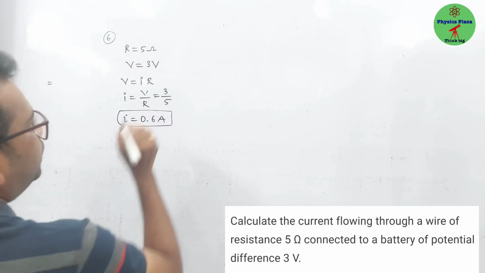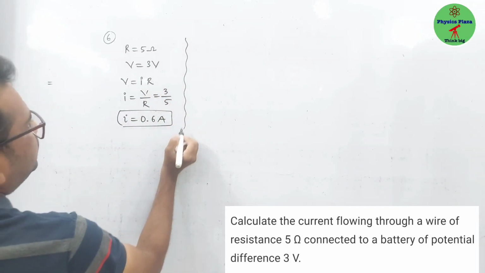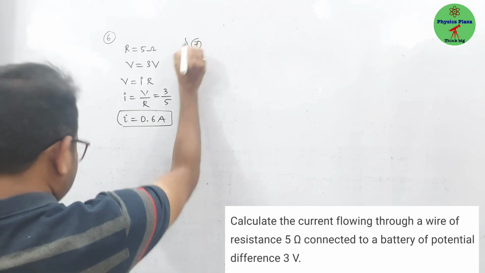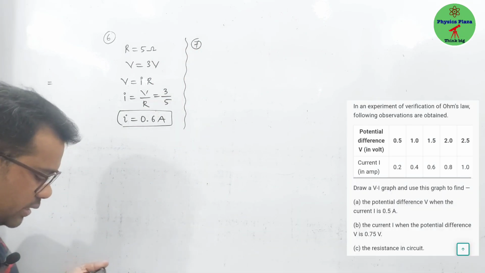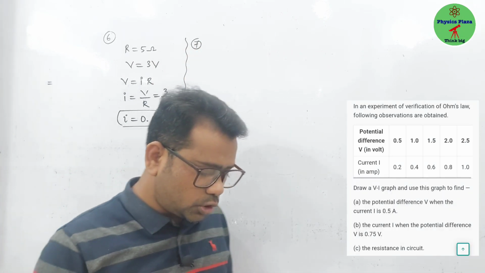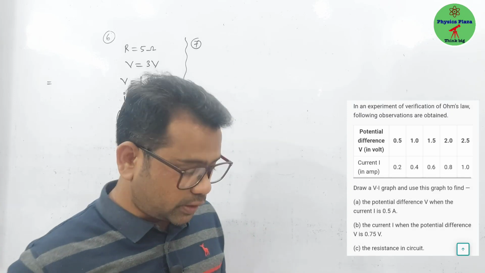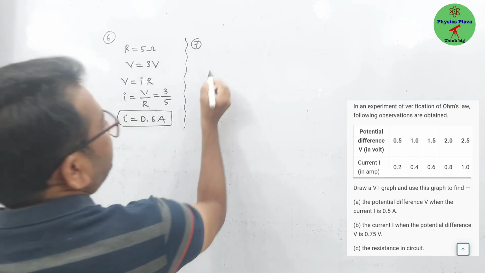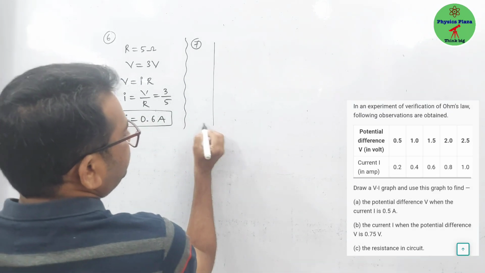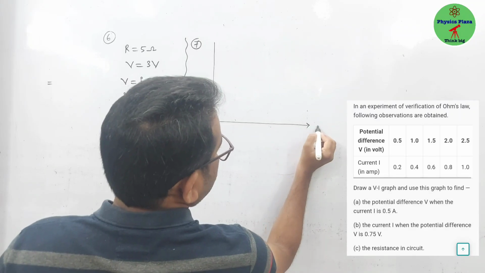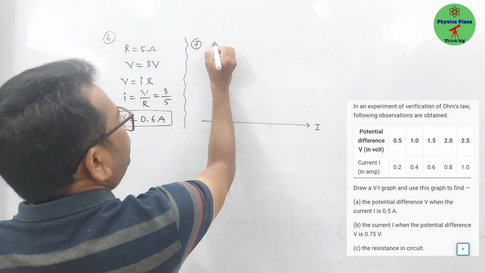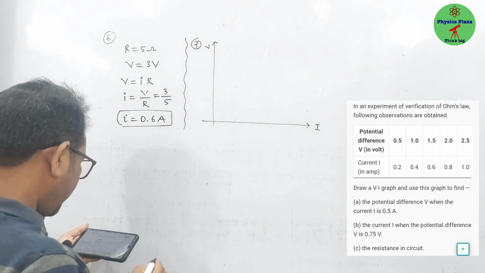Now if you can see numerical 7, some data is given. Based on the data, they are asking us to draw the graph first of all, children. So they are asking for a VI graph. So let us make a VI graph. Here let us take I values and V values. The I values are given.